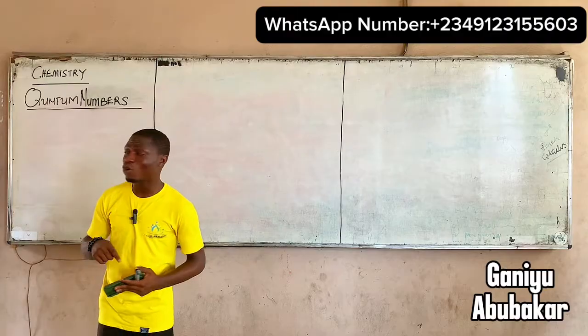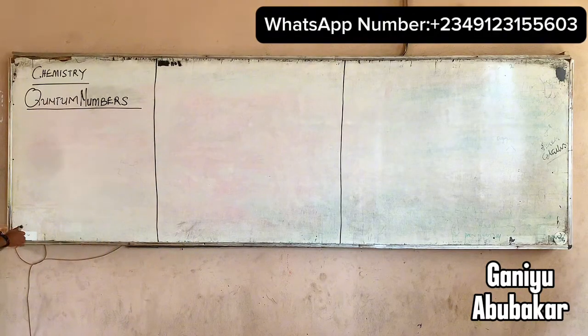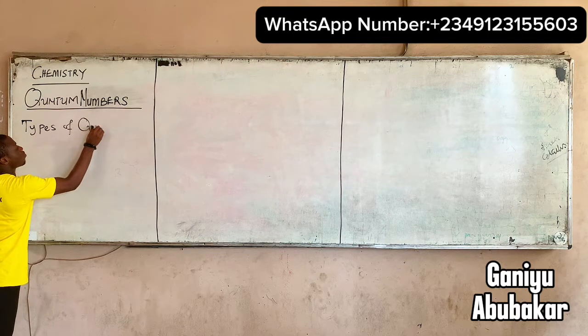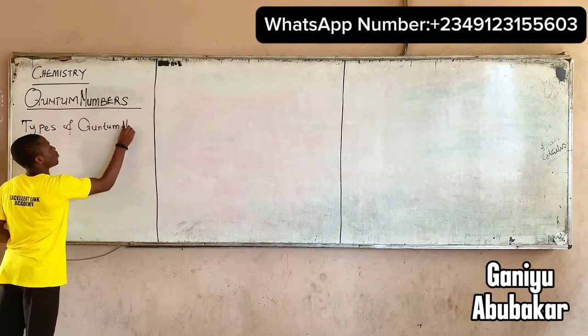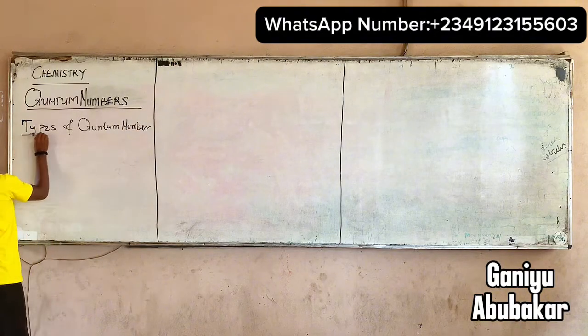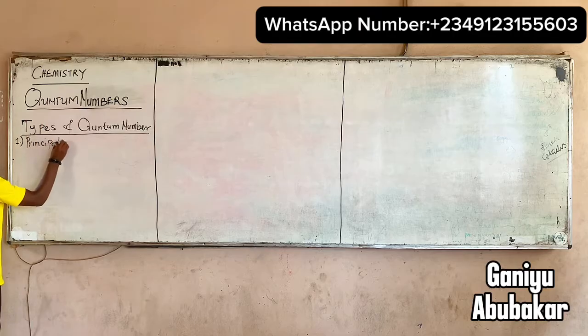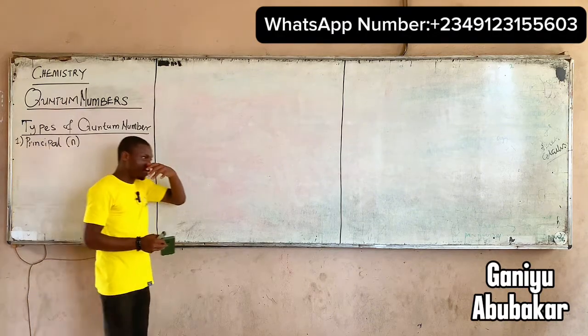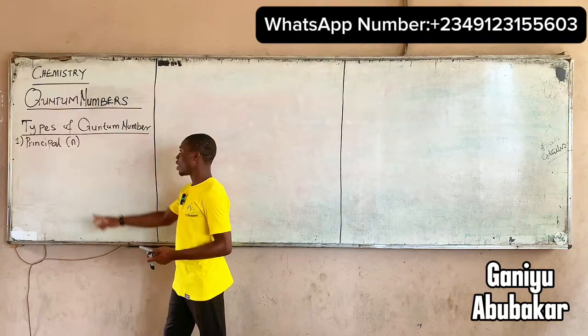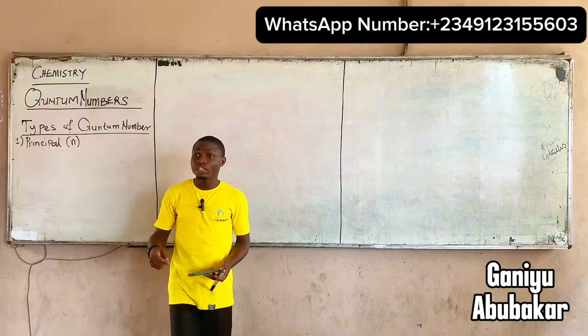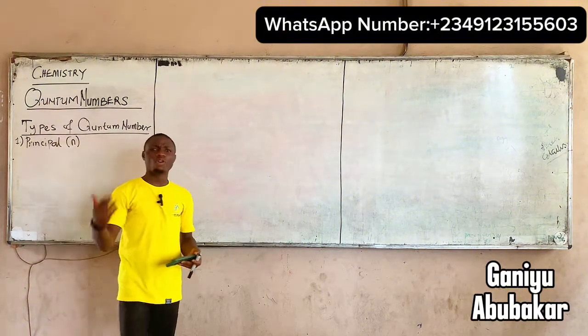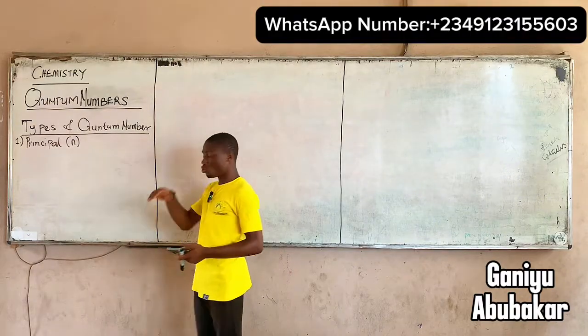Let's look at the four types of quantum numbers. Number one is the principal quantum number, abbreviated by n. The first type of quantum number is called the principal quantum number, and it is represented by n.